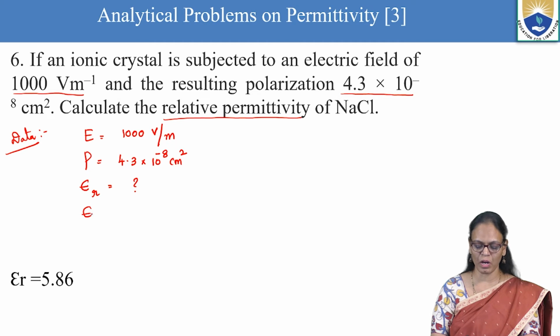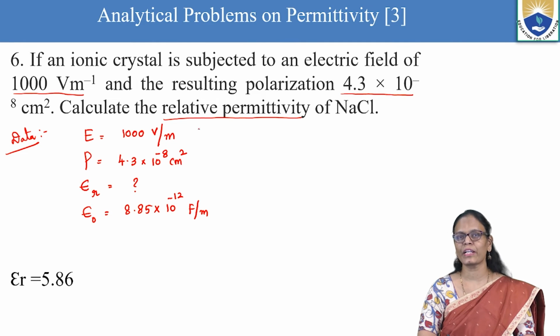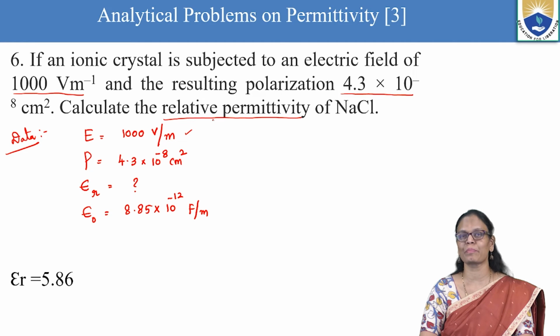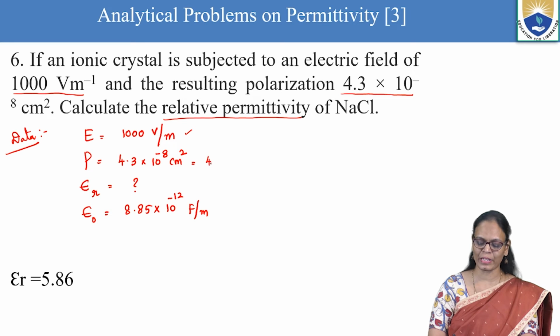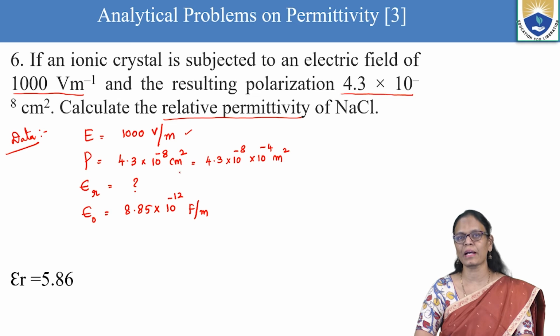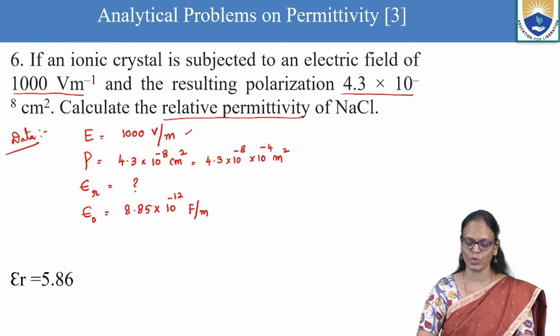And you know epsilon naught is a constant, 8.85 into 10 power minus 12 farad per meter. Here, when it comes to the units, this is in SI, volt per meter. Polarization is given as 4.3 into 10 power minus 8 centimeter square, so we need to convert it into meter square. So 4.3 into 10 power minus 8 into 10 power minus 4 meter square. 1 centimeter is 10 power minus 2 meter, so it is 10 power minus 4 meter square.